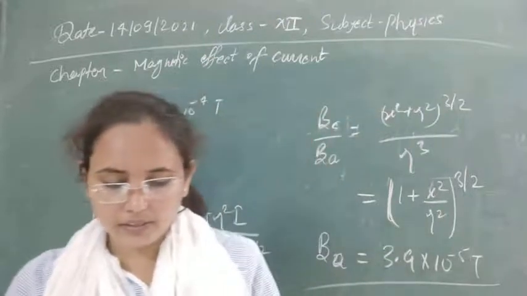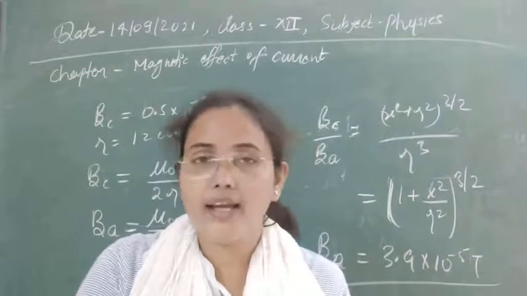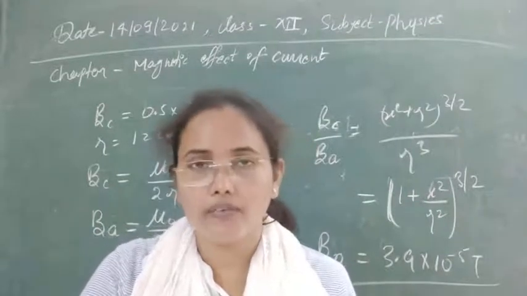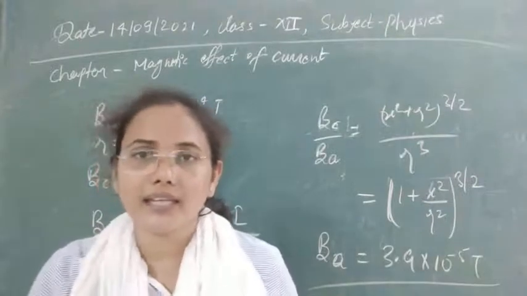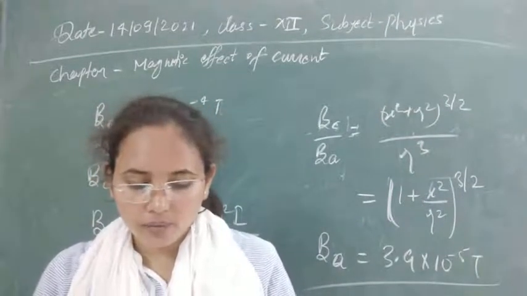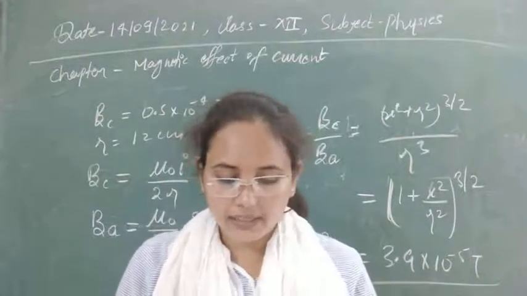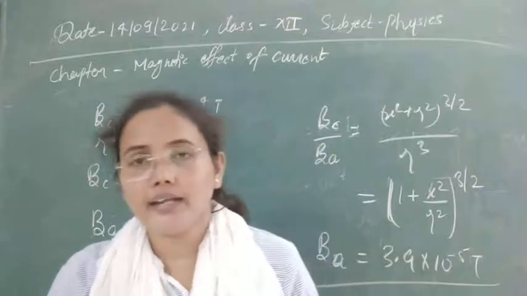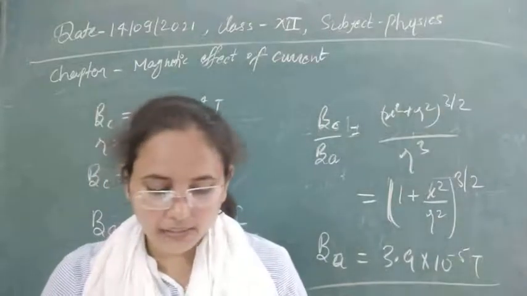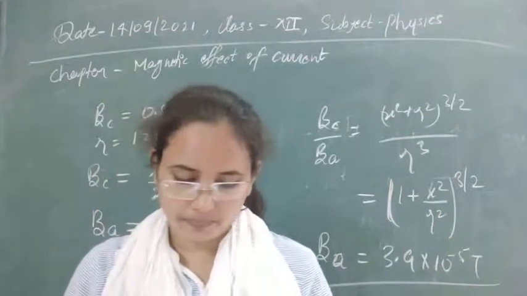Again the next question: the energy in a current carrying coil is stored in the form of. So here, whenever we have a current carrying coil, the energy in that is stored in the form of, options are given: electric field, magnetic field, dielectric strength, or heat. So whenever a current carrying coil is carrying energy, that energy is stored in the form of magnetic field.